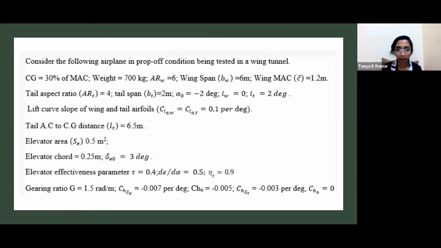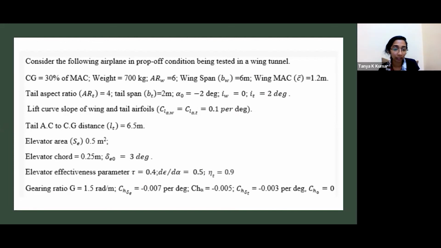So consider the following airplane in propeller off condition being tested in a wind tunnel. The CG is 30% of the mean aerodynamic chord. The weight is given as 700 kgs. The aspect ratio of the wing is 6. Wingspan is 6 meters. Mean aerodynamic chord C bar is 1.2 of the wing. Tail aspect ratio is given. Tail span is given. A naught, that is angle of attack at 0 lift, is -2 degrees. Wing and tail setting angles are given. Lift curve slope of the wing and tail airfoils are same and they are 0.1 per degree. Tail aerodynamic chord to CG distance, that is the moment arm of the horizontal tail, is given as 6.5 meters.